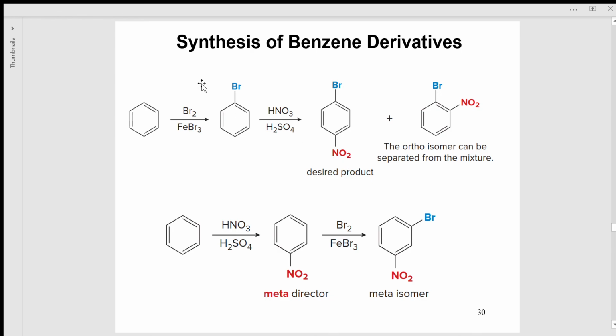If we reverse the order, we introduce the nitro group first. We do the nitration reaction, introduce the nitro group first. Then do the bromination reaction. Because the nitro group is a meta director, the reaction will be at the meta position. This is the meta position, or this is also a meta position. So the bromine group either here or here. You see, two molecules. This is the target molecule. This is similar but totally different molecules.